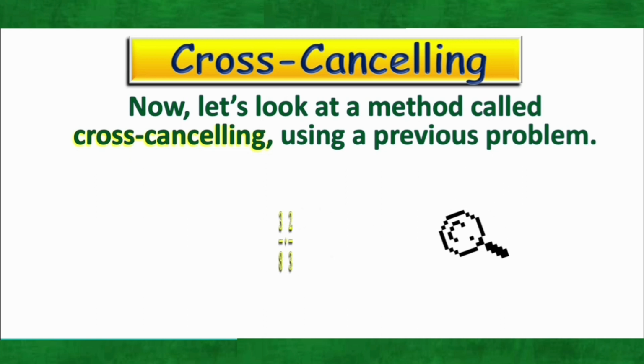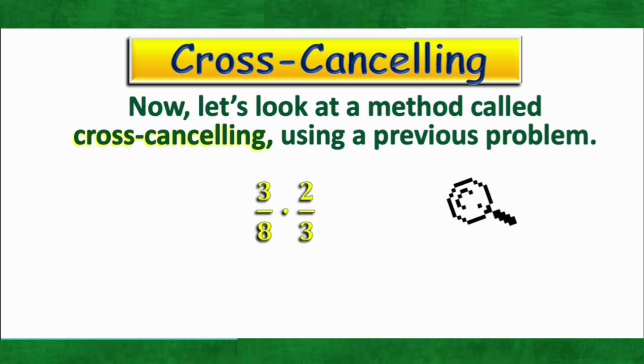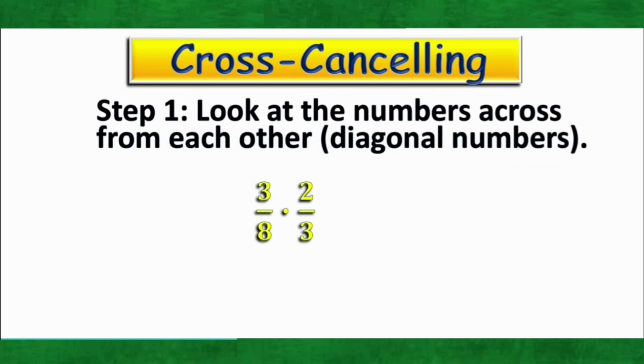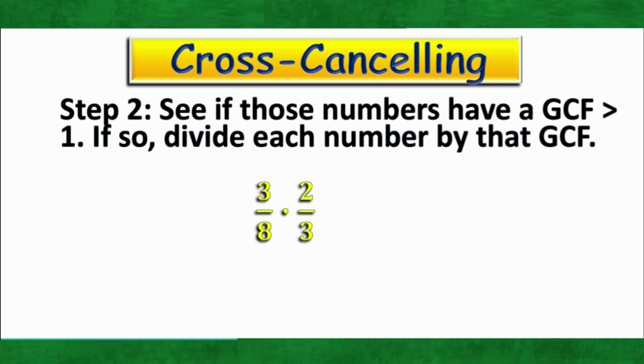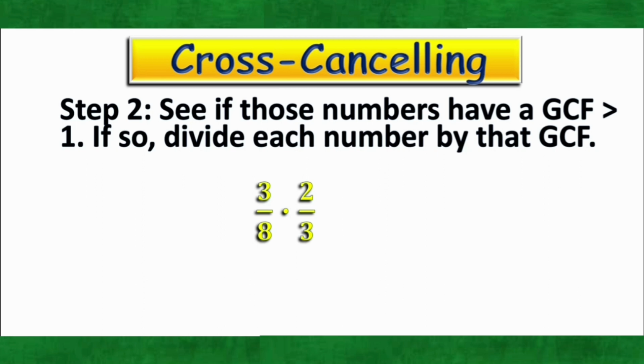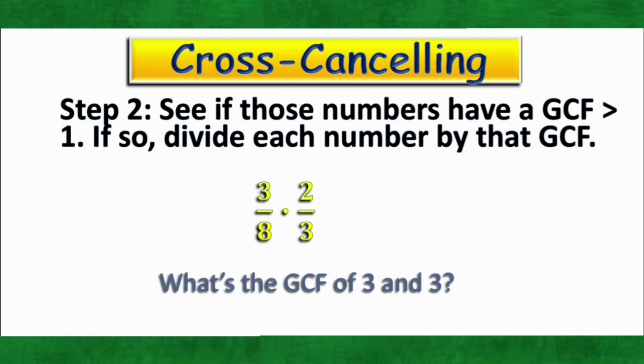Now let us take a look at a method called cross-canceling. Let us use our previous problem. We have 3 over 8 times 2 over 3. Step 1. Look at the numbers across from each other, or the diagonal numbers. Step 2. See if those numbers have a GCF greater than 1. If so, divide each number by that GCF. What's the GCF of 3 and 3?